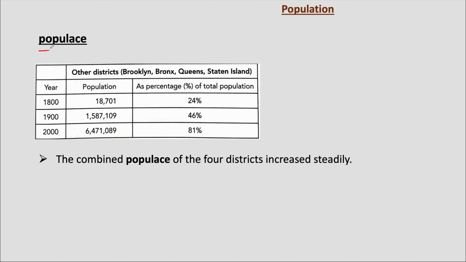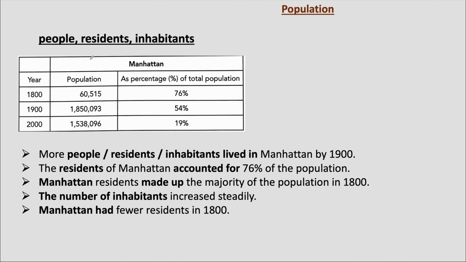The word populace can be used instead of population. It broadly means the same thing. Don't overuse it. Once in a writing is enough. For example, the combined populace of the 4 districts increased steadily. Next, we have people, residents, and inhabitants. These words are used in very similar ways. There are many different sentence structures you can use for these words.